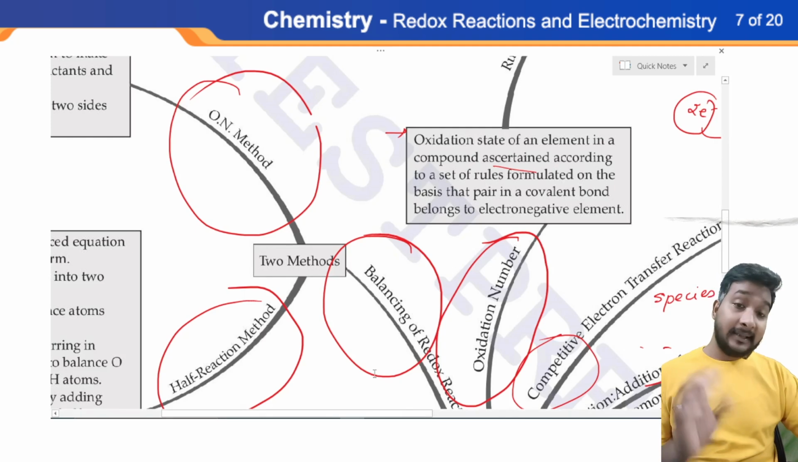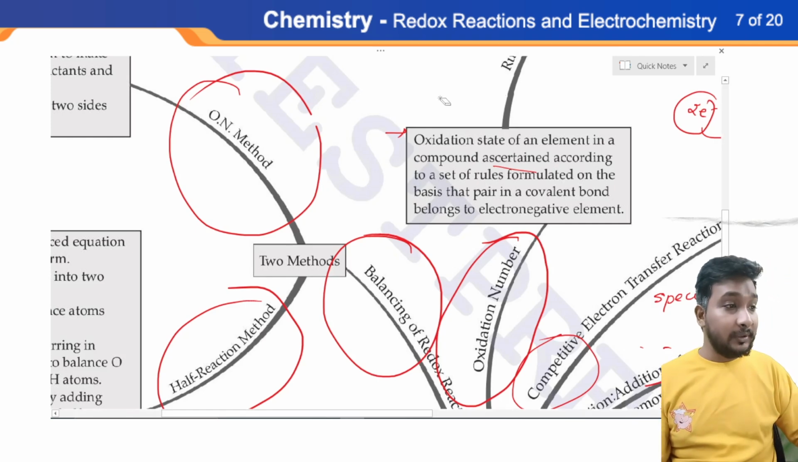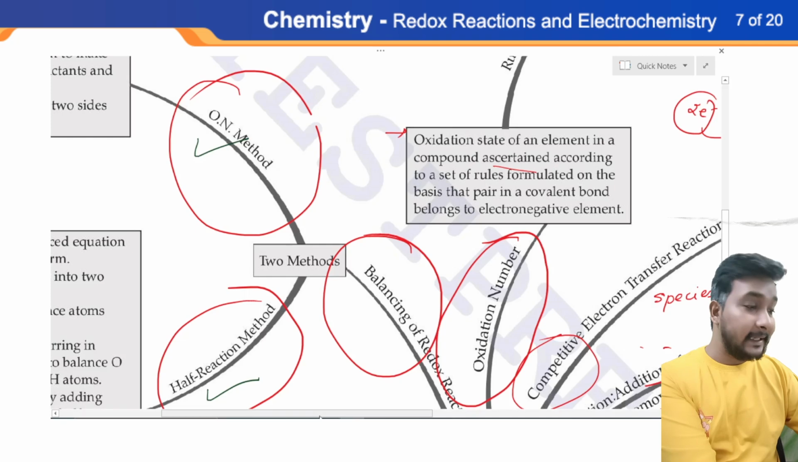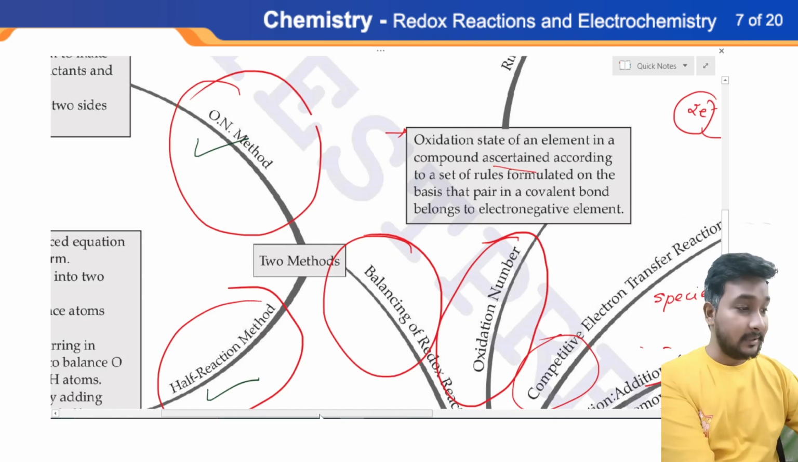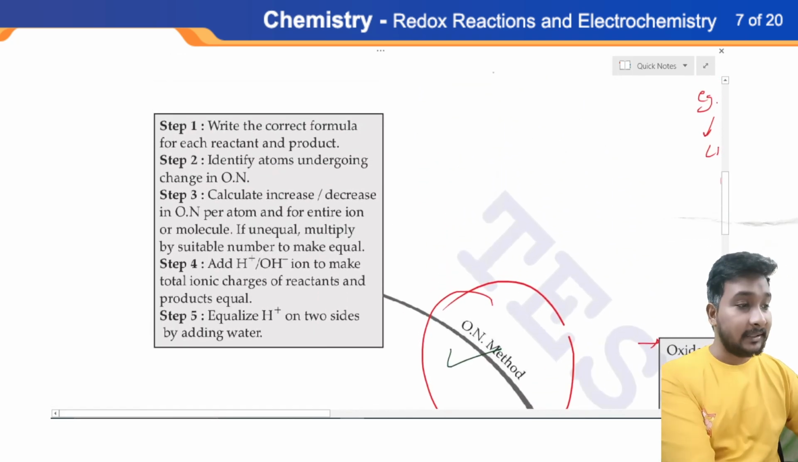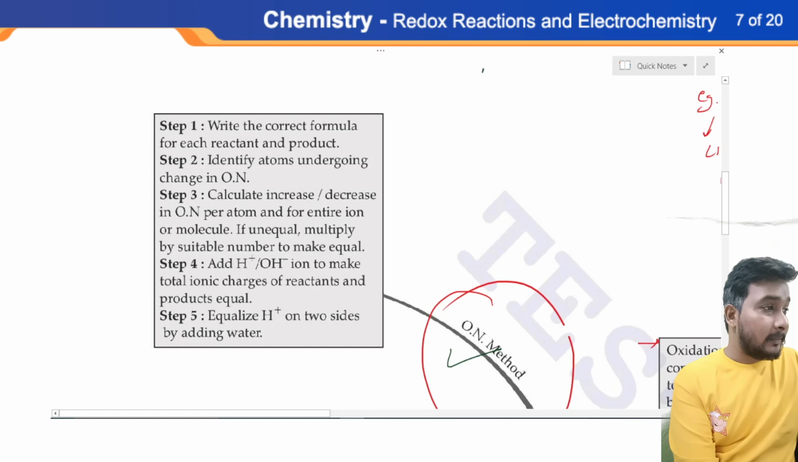Okay, and if the reaction is not balanced, then we have to balance it with the help of two different methods called the oxidation number method and the half reaction method. I'll explain both the methods to you with the help of some examples later, but firstly we have to know what these methods are. Now, first of all, the oxidation number method. I have told you earlier, a balanced reaction means LHS should equal RHS.